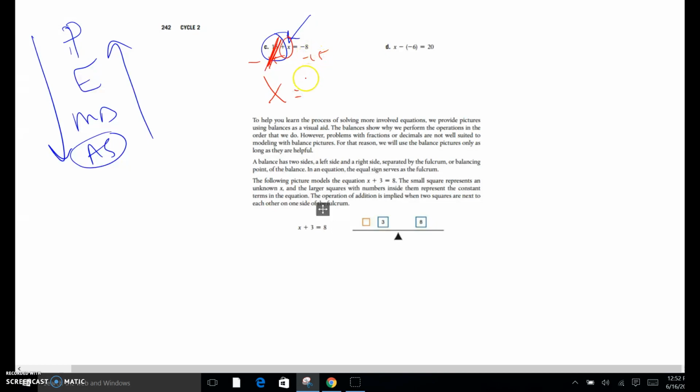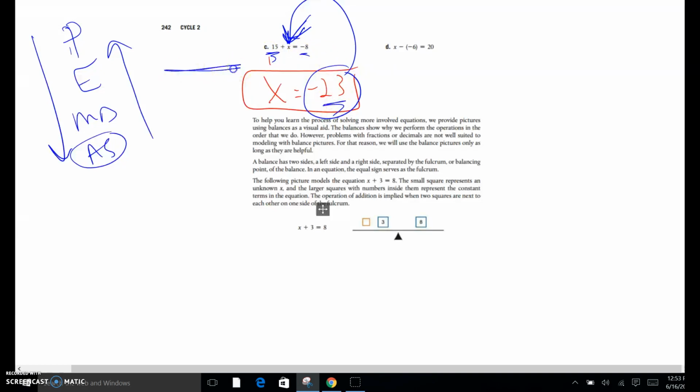And debt makes more debt. And again, check your answer because it's easy to make mistakes. So if I put that answer back in, I take this -23, and again, you can check it on your calculator. Just type 15 plus -23, enter, and make sure it equals -8. Because again, remember, it has to be balanced, like a teeter-totter.